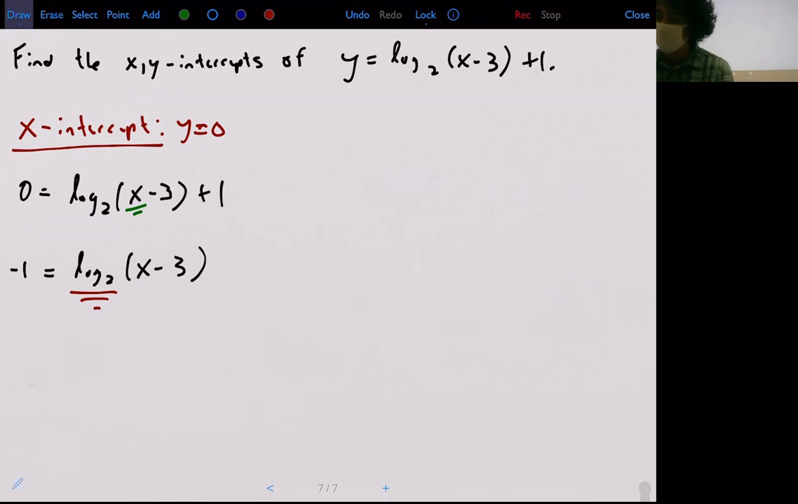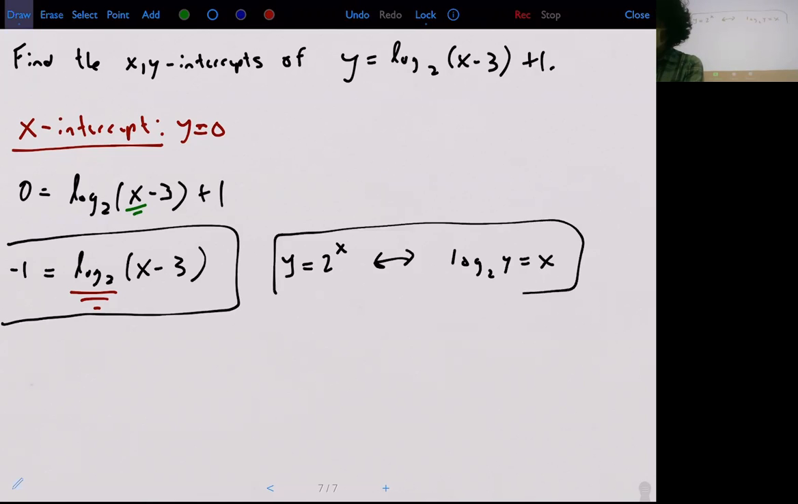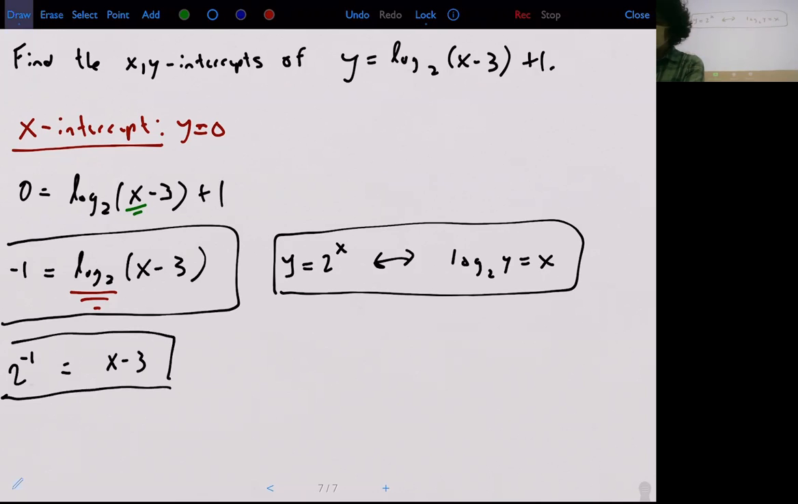Okay, so this is good. And remember that if we have an exponential, let's say y is equal to 2 raised to the x, then this is the same thing as the log base 2 of y is equal to x. So this is the definition of a logarithm. So we could rewrite our expression as the following. This is going to be 2 raised to the negative 1 is equal to x minus 3.